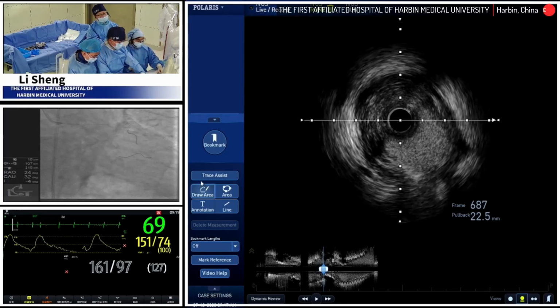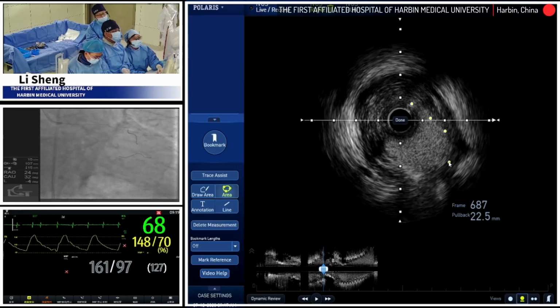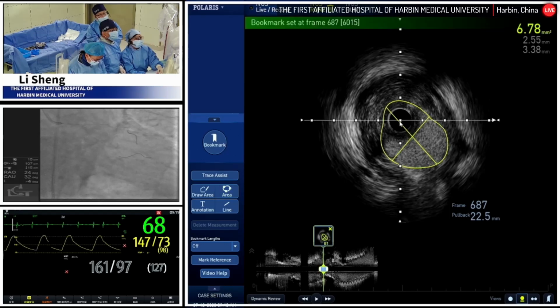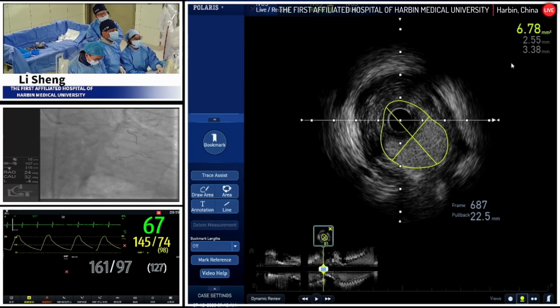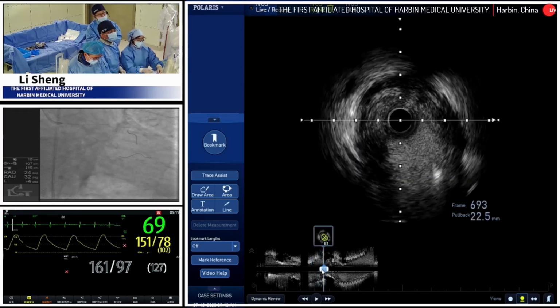Mm-hmm. And let's draw the arrow. Okay. The lumen area of the circ ostium is 6.78, which is enough. So I think a provisional strategy is right for this patient. Okay. All right, Dr. Wang, you know what?